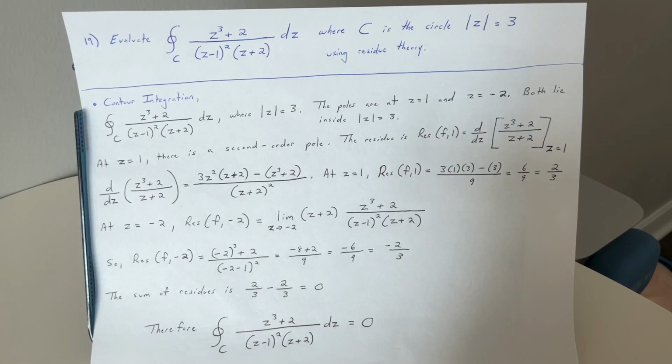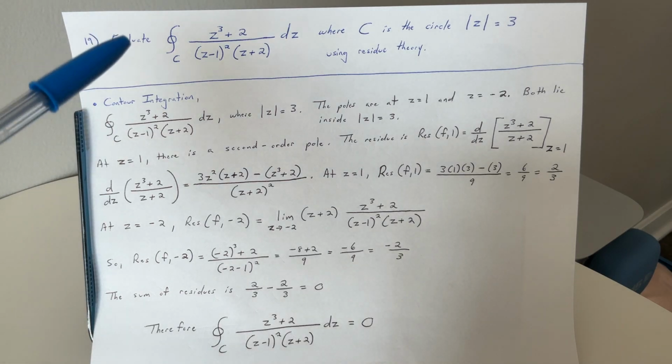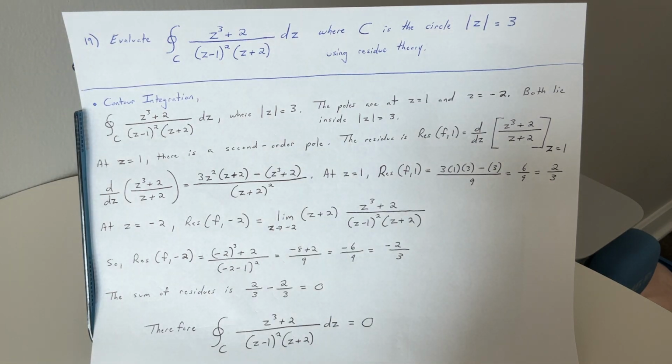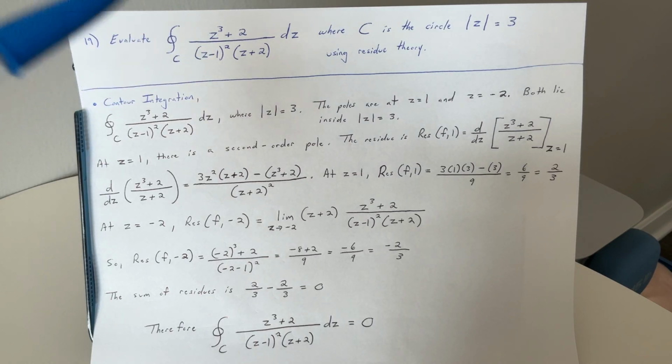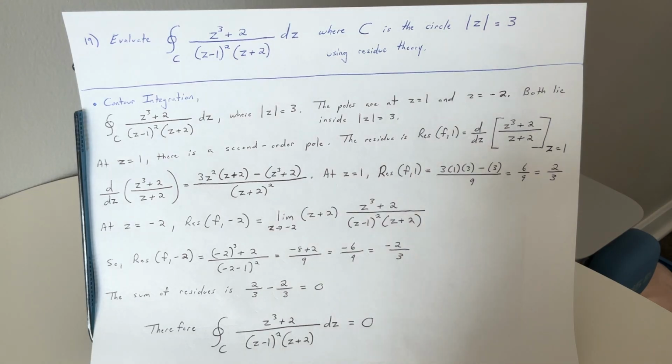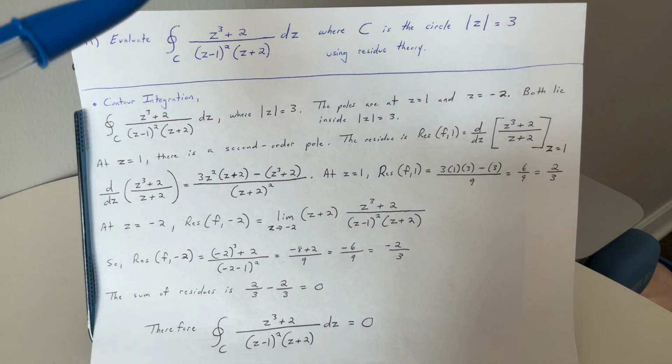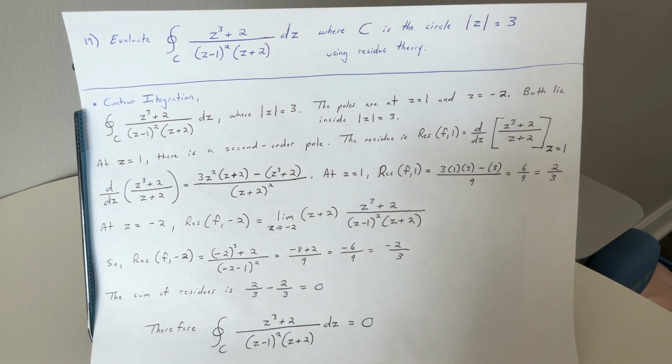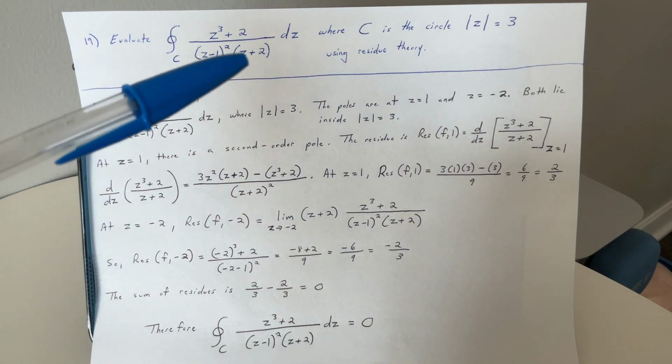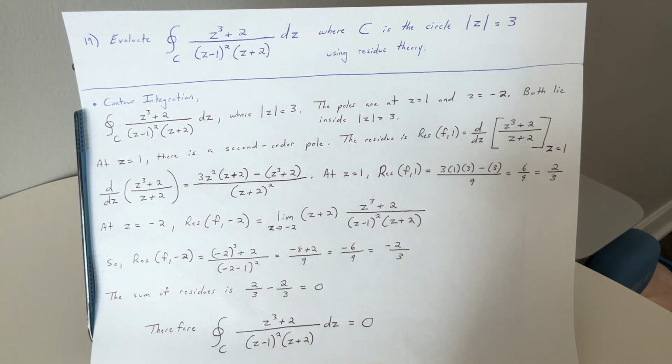So, part 7 of Advanced Engineering Mathematics Practice Final Exam, number 19 here. We want to evaluate the following: closed contour integral over C of (Z cubed plus 2) over quantity (Z minus 1) squared times (Z plus 2) dz, where C is the circle, modulus of Z equals 3. Using residue theory.